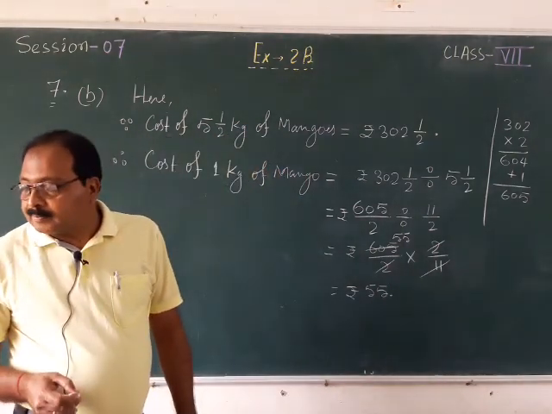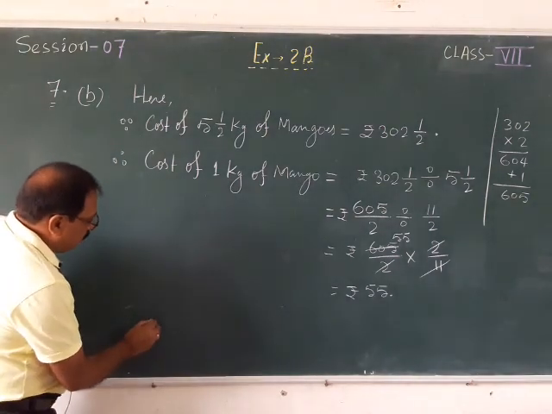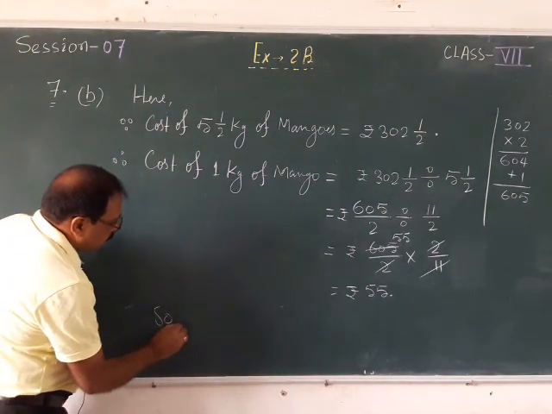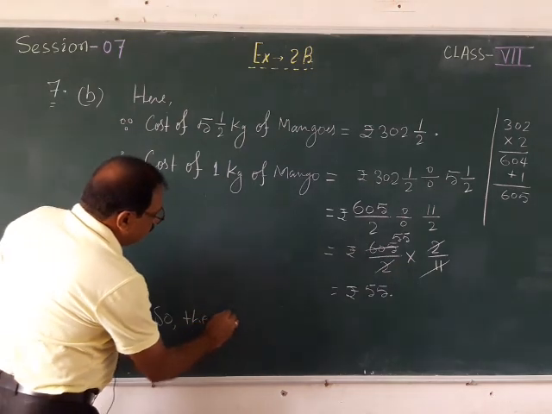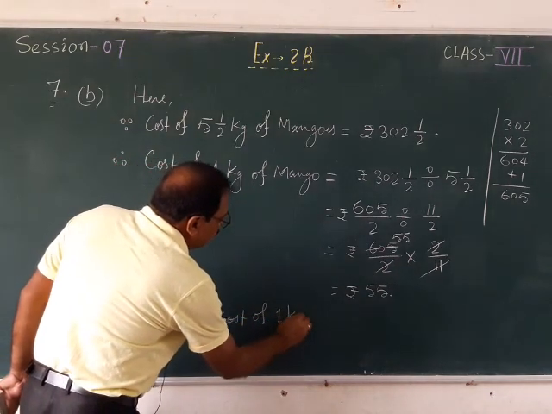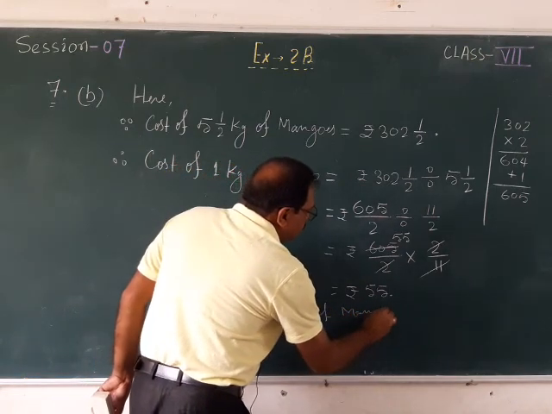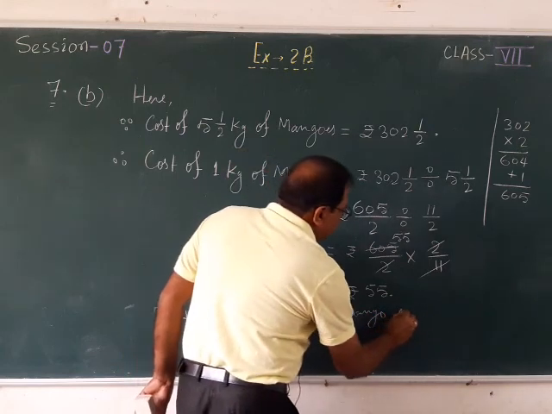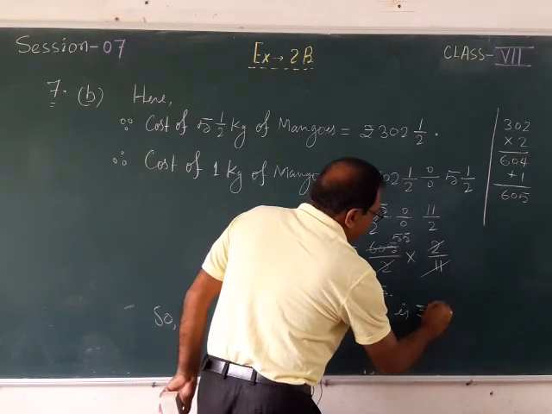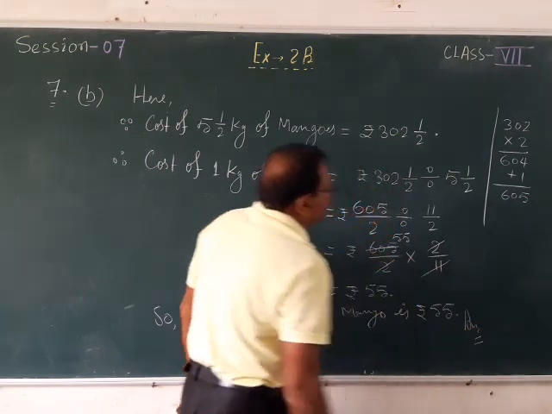They are asking to find the cost of 1 kg of mango. Therefore you need to write like this. The cost of 1 kg of mango is rupees 55, and like that you can write your answer.